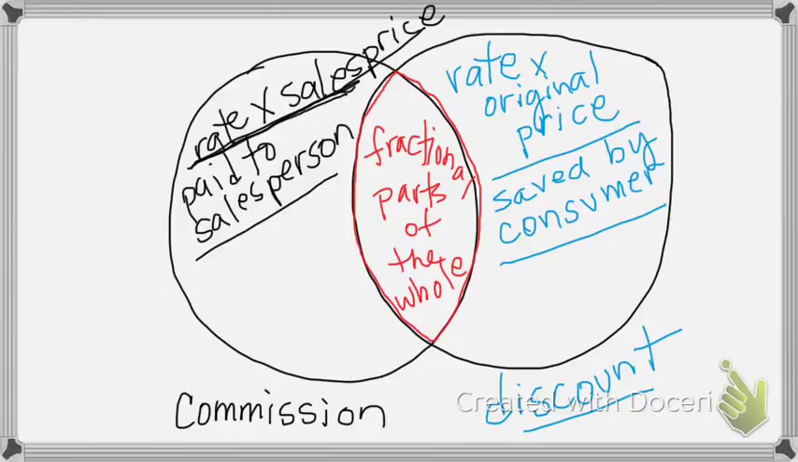And in the case of the discount, that is the rate times the original price. It's the original price that the shirt or the shoes or whatever was actually priced at. Over here with the commission, this commission is paid to the salesperson. There's a person who sold this boat or car or motorcycle, and that's the money they get. That's their commission. Whereas a discount is what is saved by the consumer. That's the money you save.